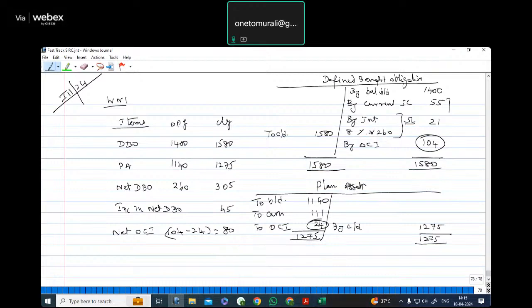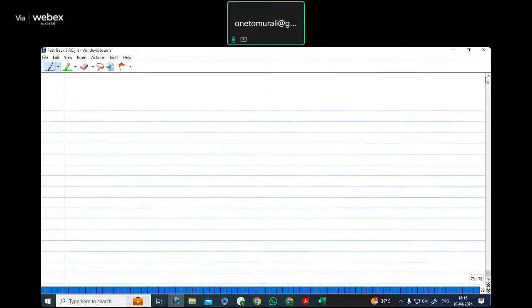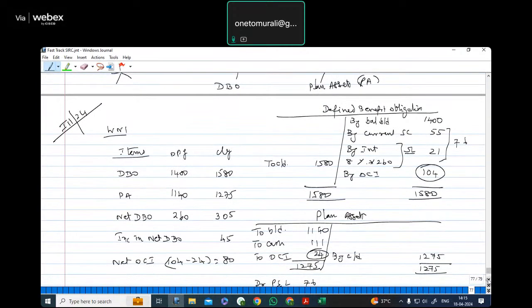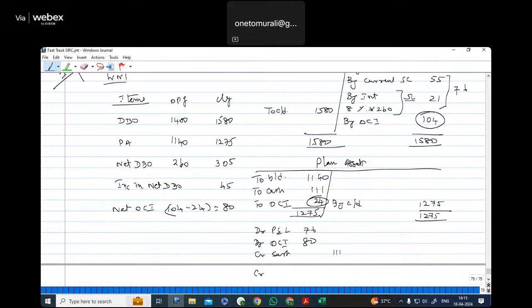So the current service cost and interest 76 shall be debited to P&L account. Debit P&L account 76. Debit OCI 80. Credit cash is something that he had deposited into plan assets. And credit defined benefit obligation net 45. Just check up. This comes to 156.